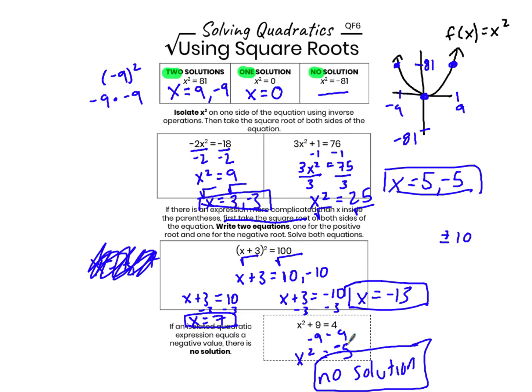Nothing times itself equals negative 5. So when I isolate x squared and I get a negative, I say no solution.